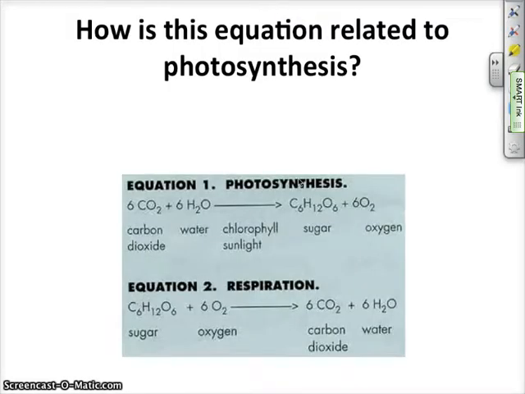How is this equation related to photosynthesis? So if we look at equation 1, which is photosynthesis, you see carbon dioxide plus water with the addition of chlorophyll and sunlight yields sugar and oxygen. Equation 2 is cellular respiration. Sugar plus oxygen yields carbon dioxide and water. Also, it yields energy in the form of ATP.